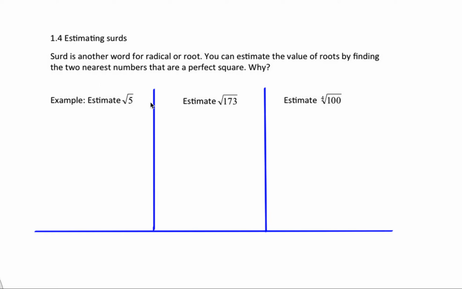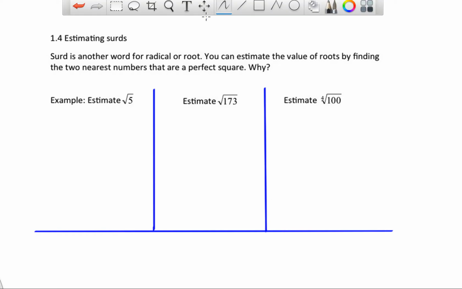1.4 Estimating Surds. Our South African book has a couple of things that are different from what you're used to, and one of them is the word surd. That's their expression for radical or root. If we're dealing with square roots, which we are in the first two examples, then you should be able to find a good estimate for a square root by looking for two numbers that are perfect squares. I'll explain a little through the example.